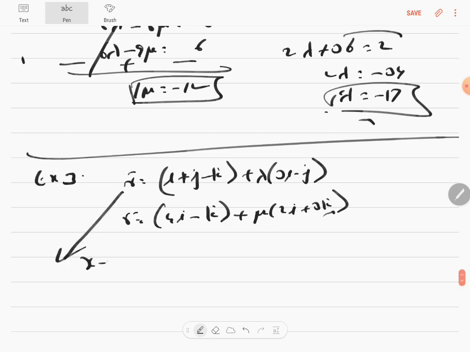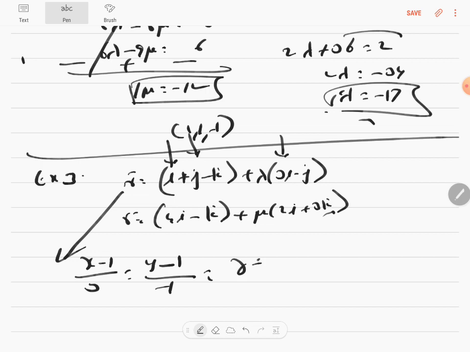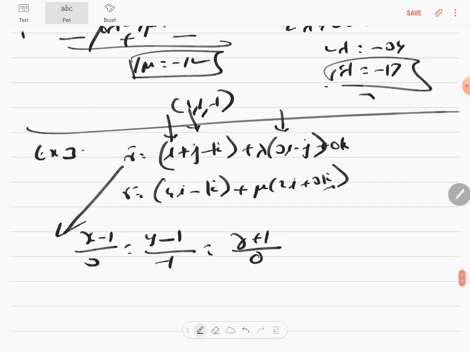This line is x minus 1 by 3. This is 1 and this is 3. And y minus 1, x minus x1. It's 1 comma 1 comma 1 is this point. 1 comma 1 comma minus 1 is this point. So y minus 1 by j's coefficient, which is minus 1, is equal to z plus 1 by 0, because it's 0k, is equal to lambda.